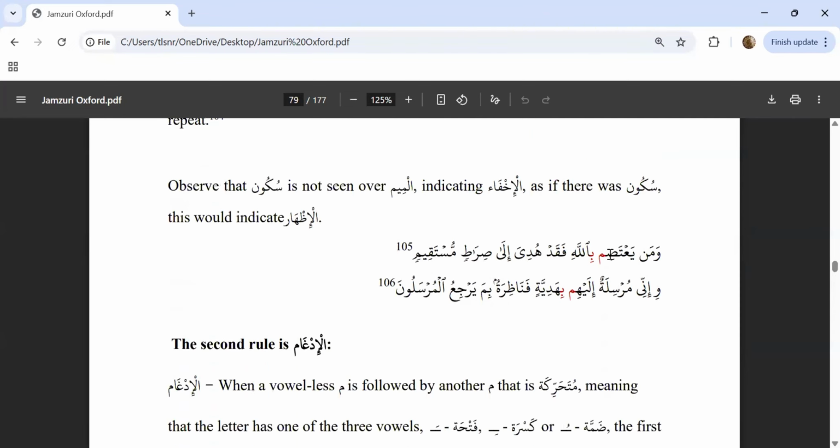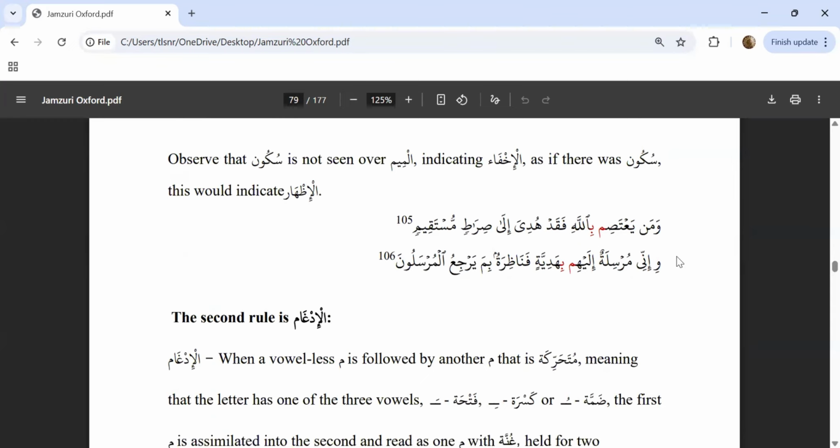And again, notice in the Mushaf, you will not find a sukoon over the letter meem. And that indicates to the reader that ikhfa is being made. So we can see that here in the Mushaf from the Gulf, that there is an absence of a sukoon. So in the second example, you can see إليهم، excuse me، إليهم بهدية.